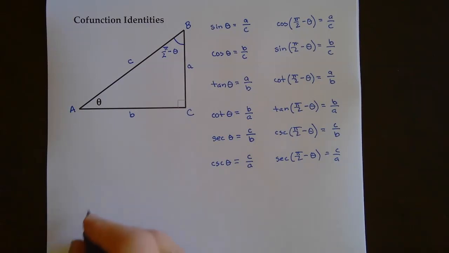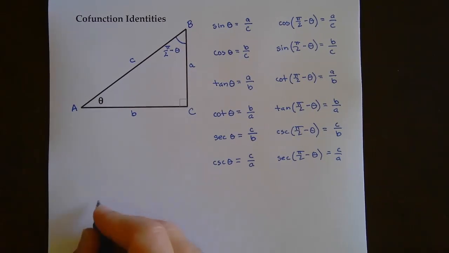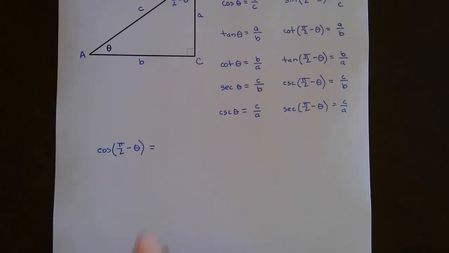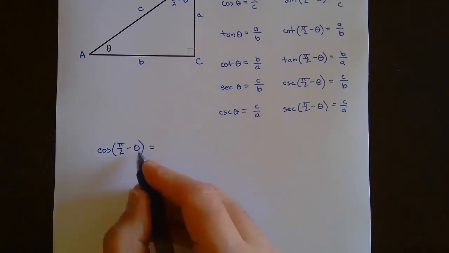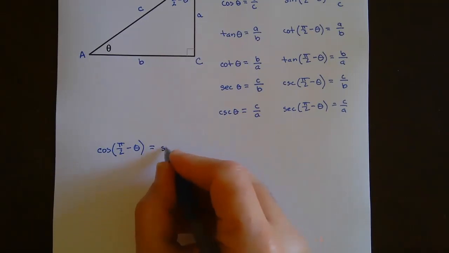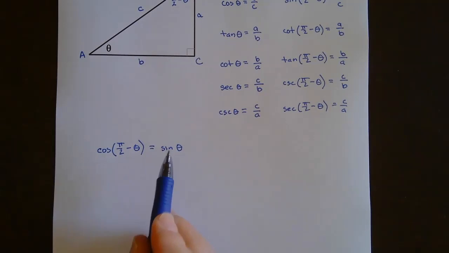So that means we have 6 trig identities. Whenever we see something like cosine of pi over 2 minus theta, that's equivalent to the cofunction of angle theta. What's the cofunction of cosine? It's sine, right? So sine of theta. Whenever we see this, we can replace it with this one.